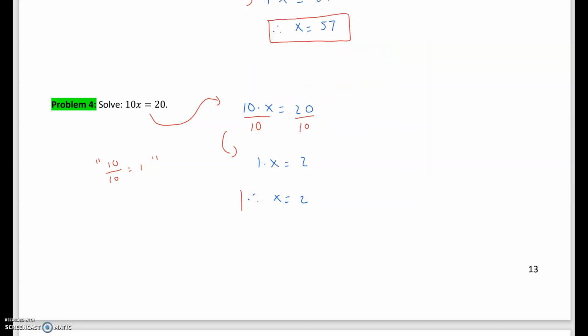That's actually it for these problems, where we're simply solving equations. There's going to be a module later on where we talk about more complicated problems.